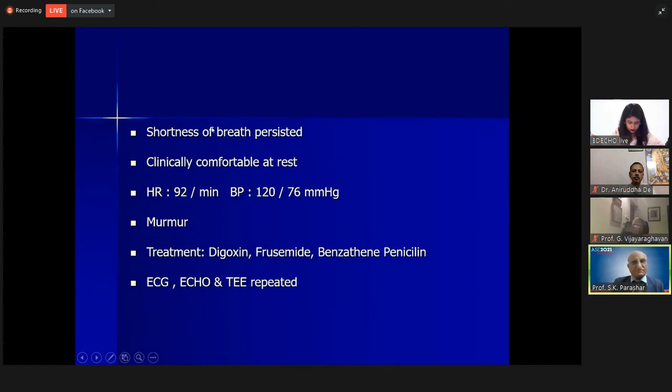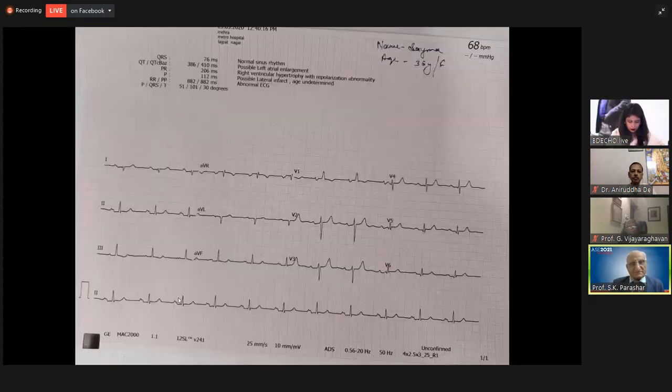Then she came to us with shortness of breath, the BP was maintained, and there was a diastolic and a systolic murmur. We thought at that time that possibly the patient had concomitant mitral stenosis and regurgitation because of the systolic murmur. She was already on treatment, and we did the ECG and echo, and it was repeated. Now, the ECG was unremarkable except that there was LA overload and an R wave present, indicative of a right ventricular pathology, and otherwise no other abnormality was seen.